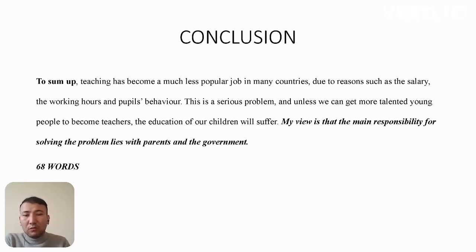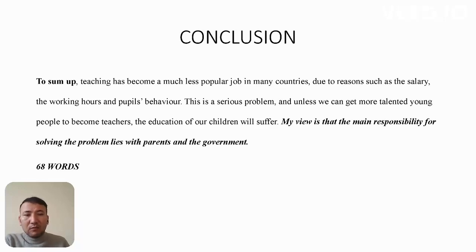So, instead of due to, you can say because of, but because of is lower level, but higher level, owing to, by virtue of, you can also write instead of due to. And here we have the reasons: low salary, number one, working hours, number two, and pupils' behaviors, number three. So these are three main problems, main causes of the problem. And this is a serious problem.